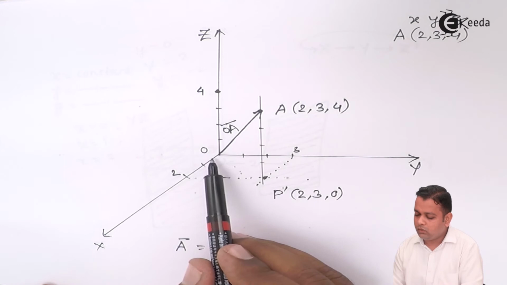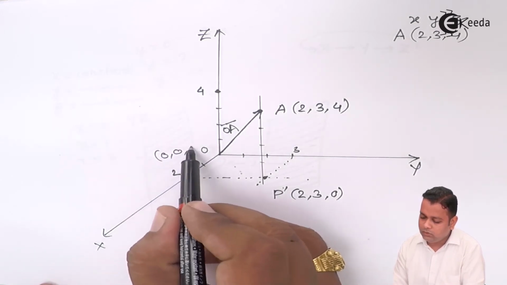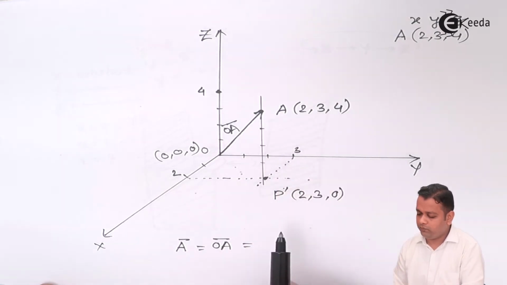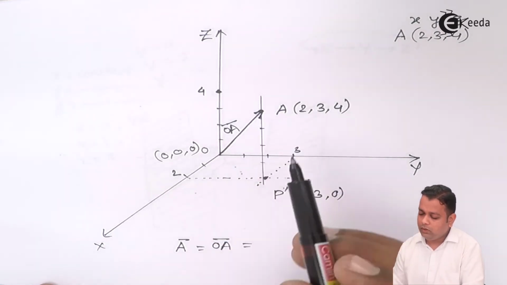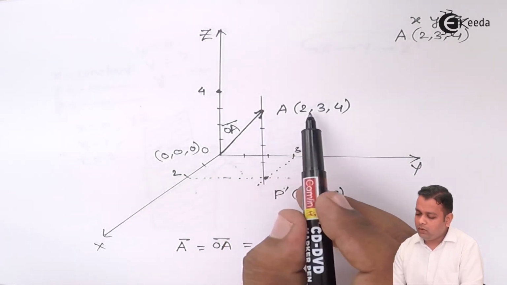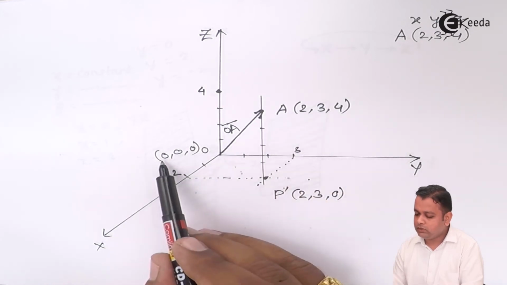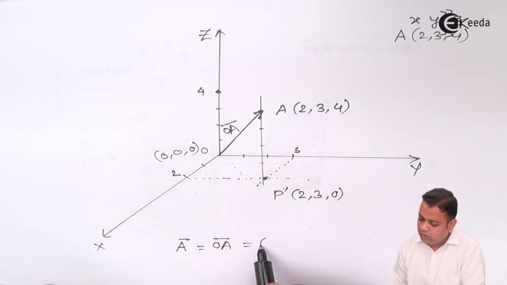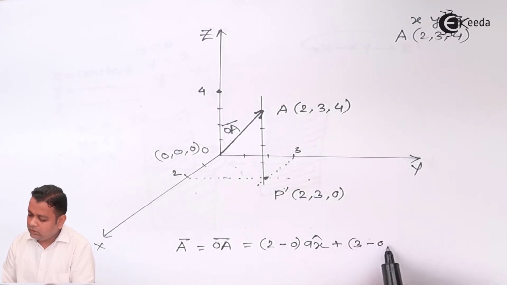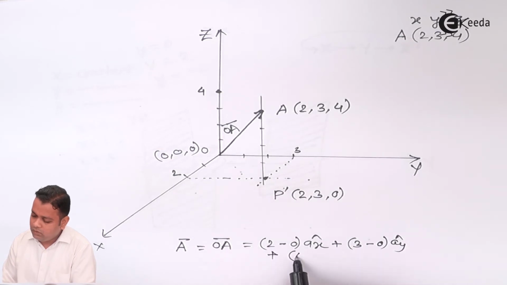Okay, so this is the starting point of the vector O and the ending point of the vector A. So O has the coordinates 0, 0, 0 and A has the coordinates 2, 3, 4. So for representation of a vector, we always do end point coordinates minus start point coordinates. So here we will have 2 minus 0 ax cap, 3 minus 0 ay cap, 4 minus 0 az cap.